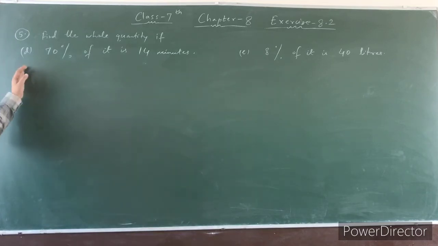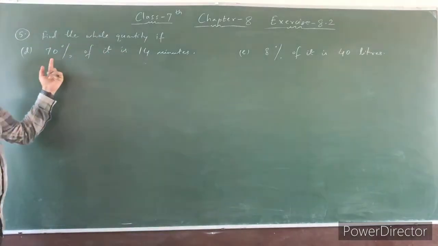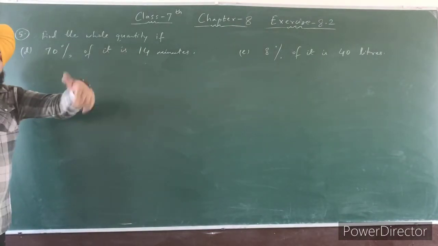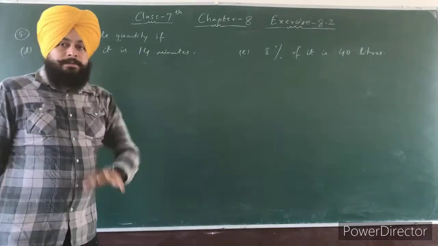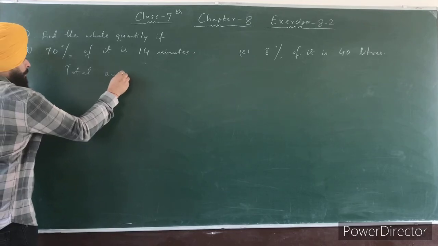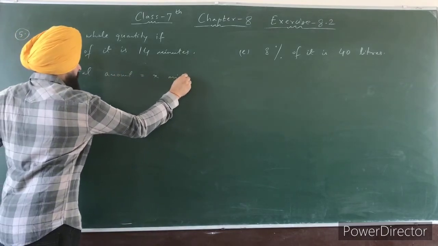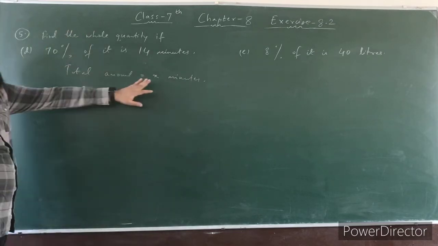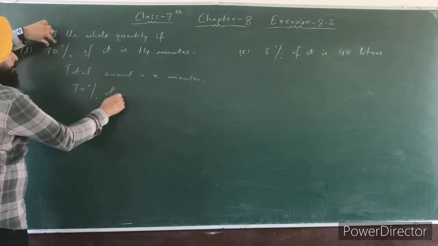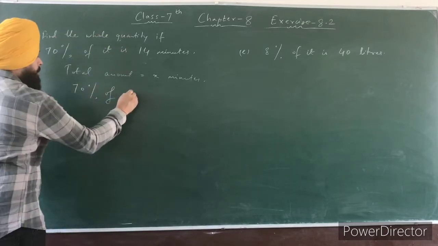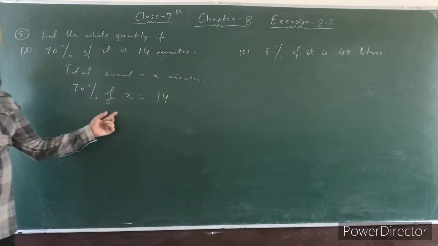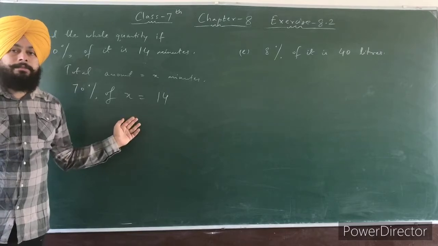Next, this is your D part and E part. D is 70% of it is 14 minutes. So here total amount is what? Taken as X minutes. So we have to find the value of X. And the condition given is 70% of it. Total X is given, that is 14 minutes. 70% of total time is given 14 minutes. We have to find the value of X.